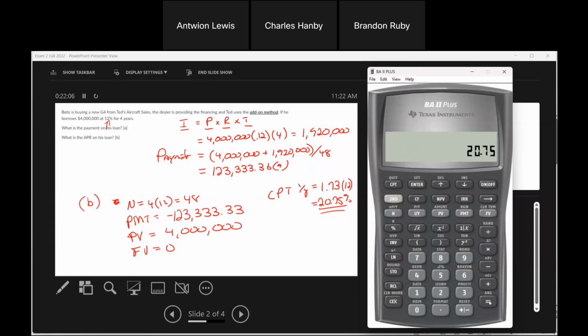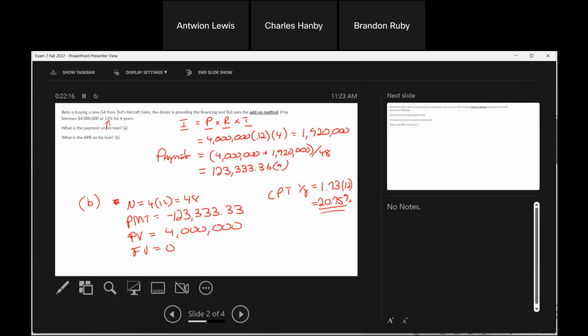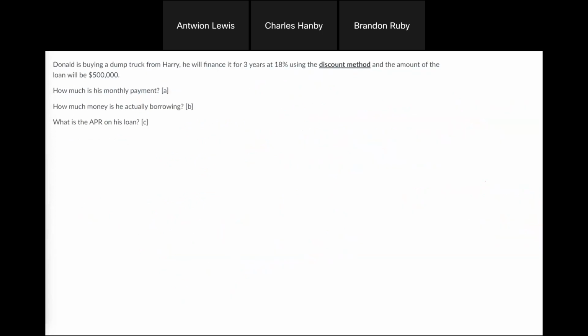All right. So any questions there? Okay. All right. So let's go. Now we're going to go the opposite direction, discount method. So discount method, what they do is they calculate the interest. The interest calculation is the same, but they subtract it from what they give you. So it's actually even worse than the add-on method.